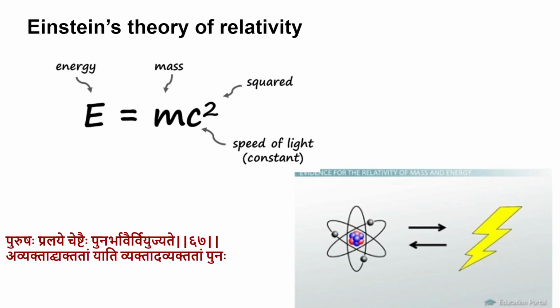Now, those who have studied physics know that one of the major formulas you have studied is Einstein's theory of relativity, where the formula is E equals mc squared. E is energy and m is mass, which results in the release of energy. The whole concept is based on the fact that when a molecule or an atom is divided, it releases energy.